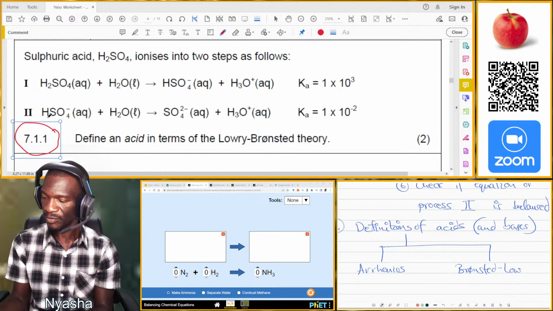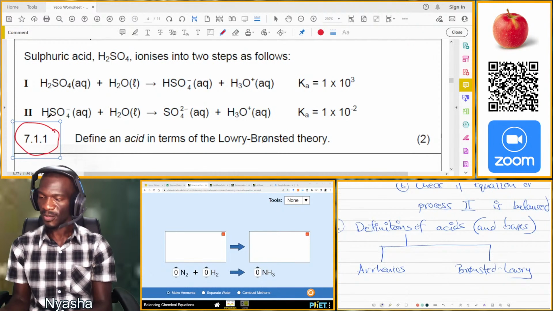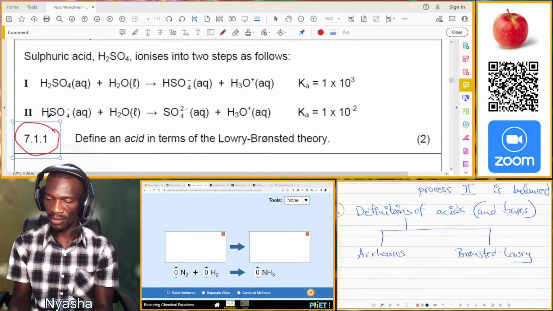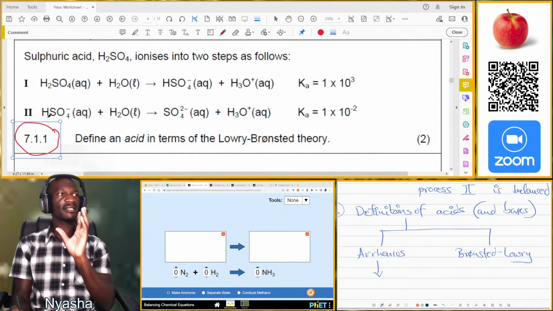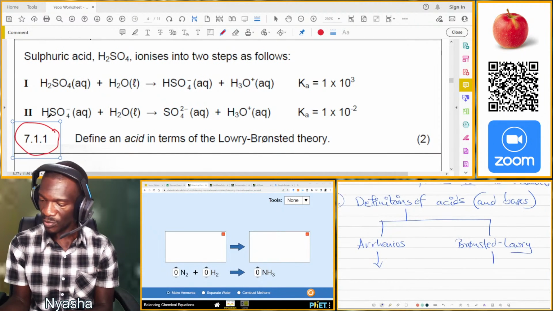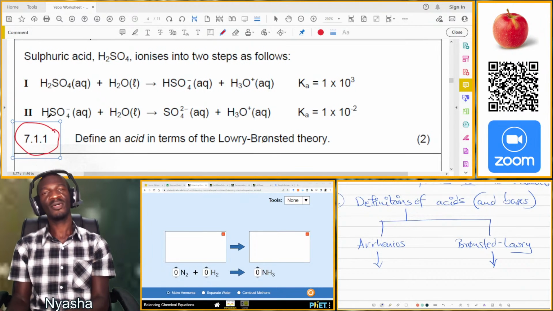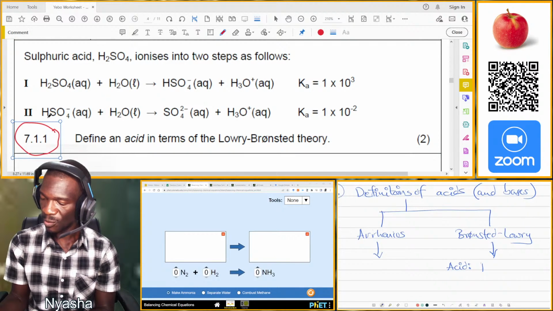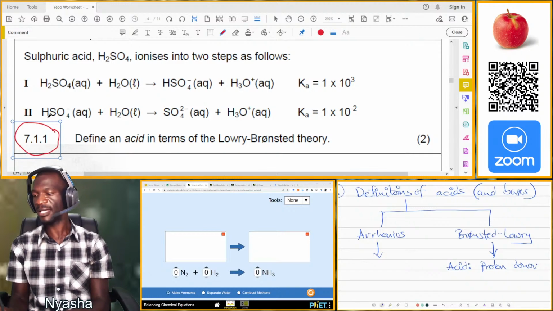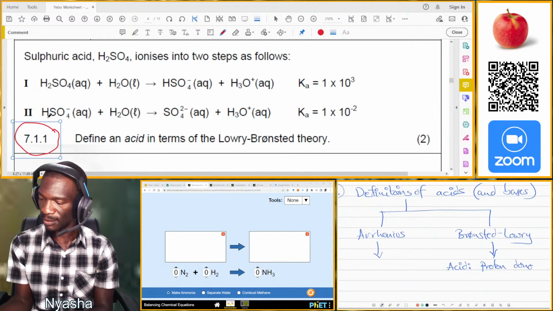Bronsted-Lowry theorem. So these are the two theories that you can use. So what does Arrhenius state? What does the Arrhenius definition state? Because what we know is that the Bronsted-Lowry theory defines an acid as a proton donor. An acid is a proton donor.